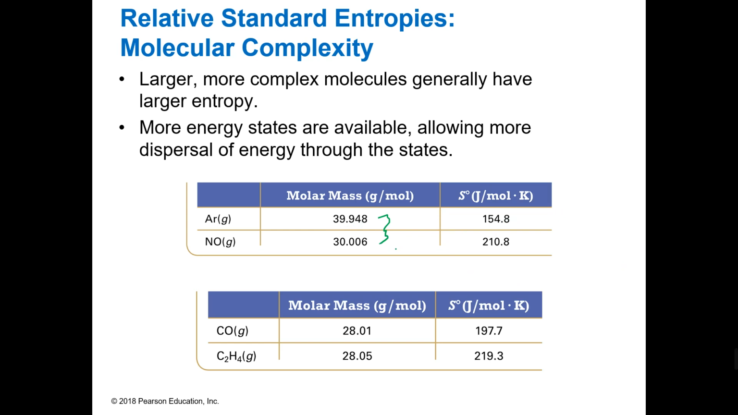So you might say, well, if argon is slightly larger, why does it have a smaller S naught, a smaller entropy value? The long and short is chaos, right? We do have a smaller molar mass for nitrogen monoxide. However, there's a less rigid structuring of it, and because there are two different atoms there as opposed to just pure argon, the energy can disperse more readily.